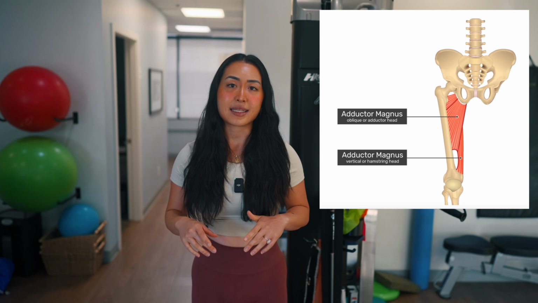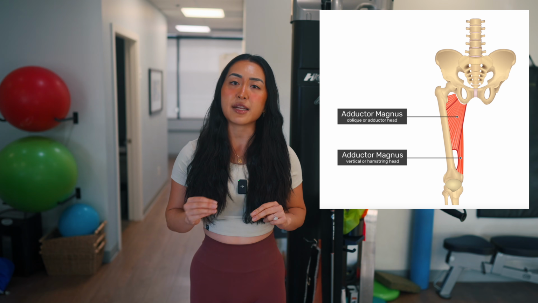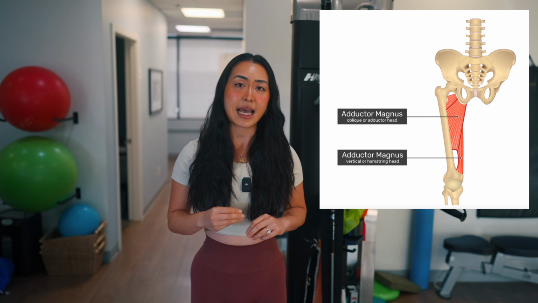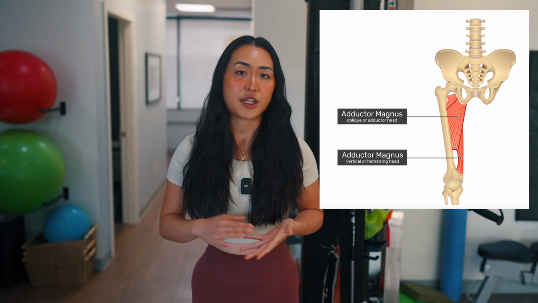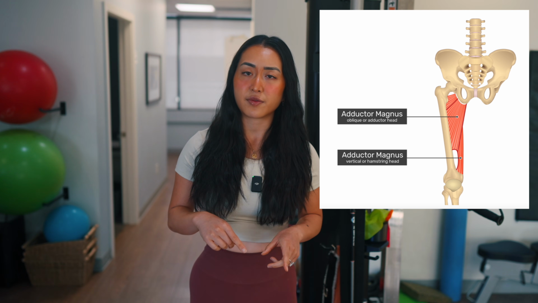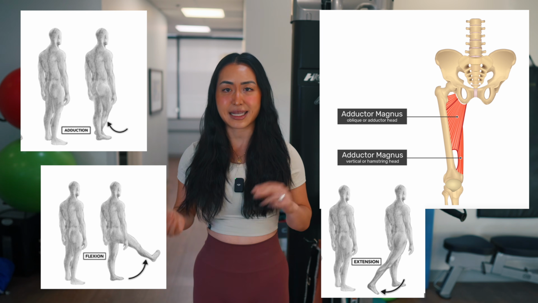The adductor magnus is the biggest of the three adductor muscles of the adductor group and originates from the inferior pubic ramus and ischial tuberosity and inserts onto the linea aspera and the adductor tubercle. The adductor magnus's adductor part is innervated by the obturator nerve, and the hamstring part is innervated by the sciatic nerve. Its primary function is hip adduction, hip flexion, and hip extension.